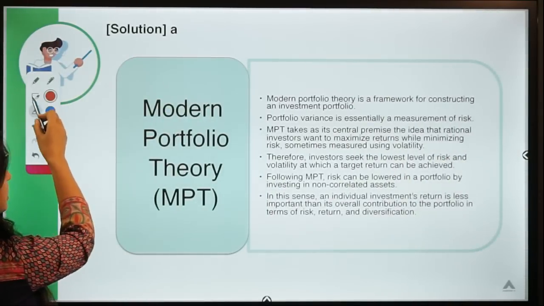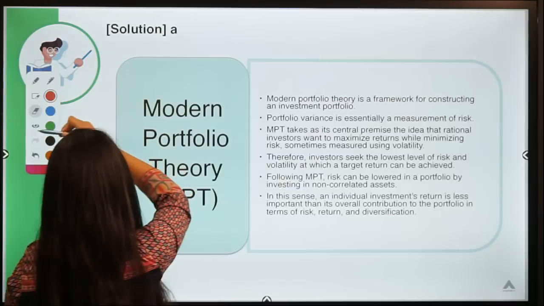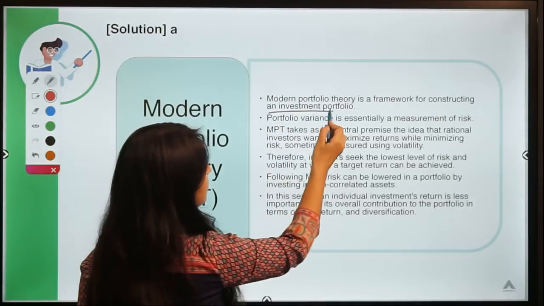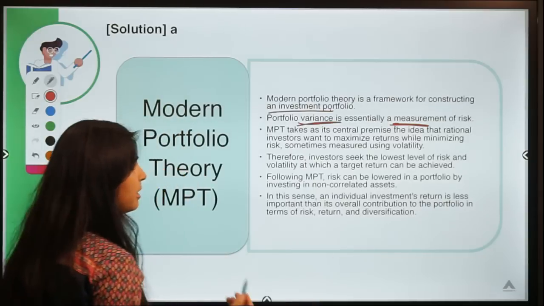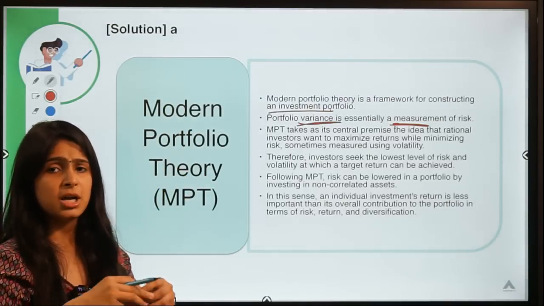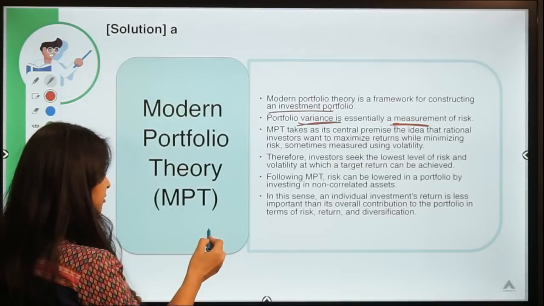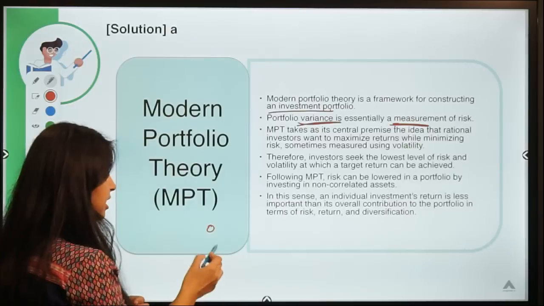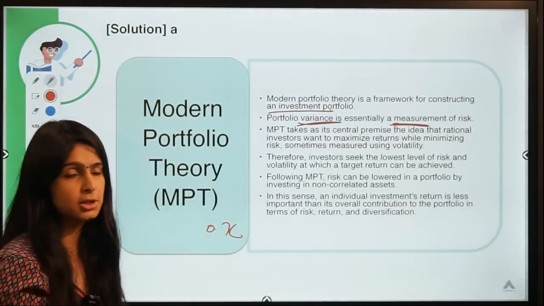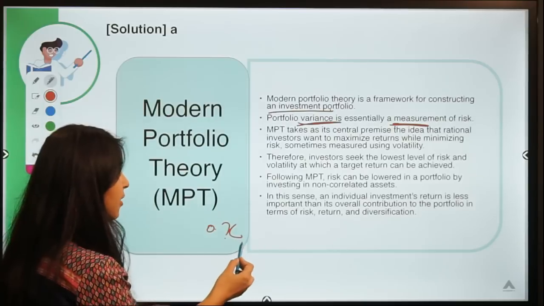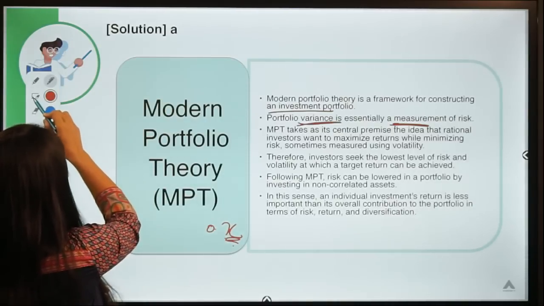Okay, here you can see the explanation of modern portfolio theory. It's a theory for constructing an investment portfolio. Portfolio variance is essentially a measurement of risk, just as I told you. Basically, variance means how diversified your return is going to be. That is, if the return from one investment is X, how far is the return from another investment going to be from X? So simply you can understand that it is a measure of risk, right?